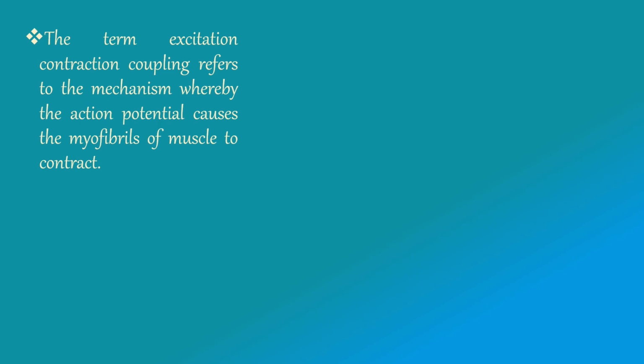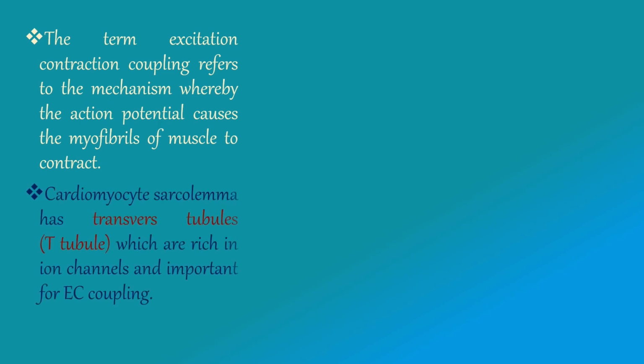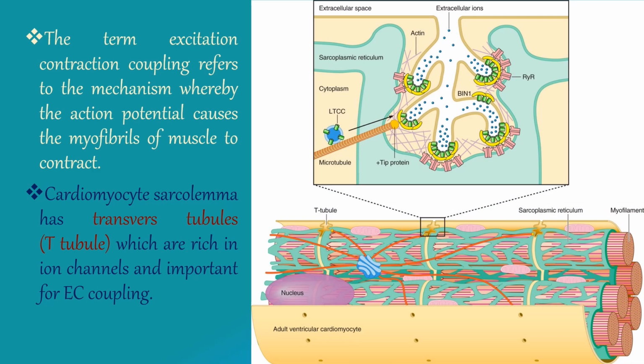Before discussing excitation-contraction coupling, we must know that the cardiomyocyte sarcolemma has transverse tubules, or T-tubules, which are rich in ion channels and important for excitation-contraction coupling. These are highly branched invaginations of the cardiomyocyte sarcolemma, and they have channels for ions. They are also important for maintenance of resting membrane potential, action potential initiation and regulation, and signal transduction.